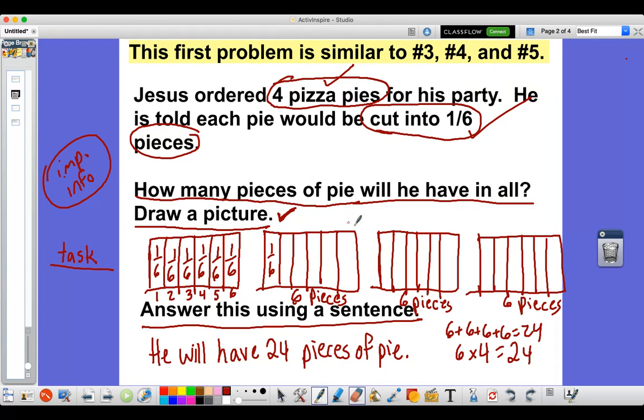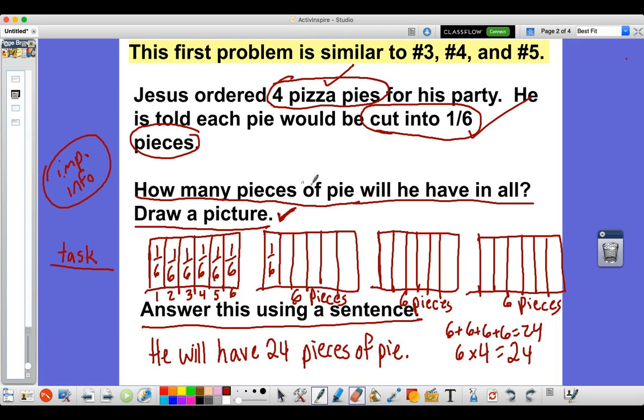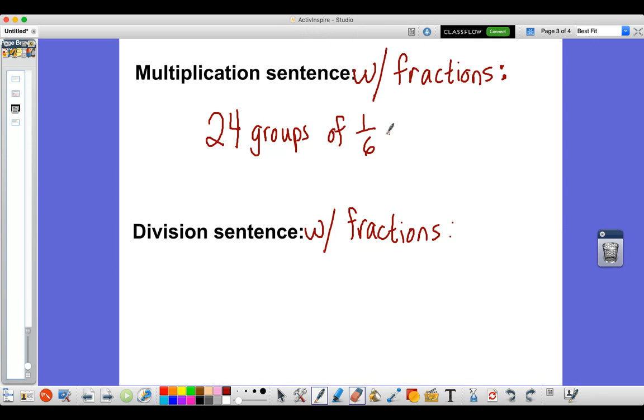So if you look at your picture, how can we write a multiplication sentence with fractions? Use your picture to inspire you. And in fact, there are 24 of these. So you might say that, hey, there are 24 groups of 1/6. And that 24 groups of 1/6 equals 1 whole, equals 2 wholes, equals 3 wholes, equals 4 wholes. 24 groups of 1/6 equals 4 wholes. Okay? Or you would write 24 times, this is a multiplication symbol, 1/6 equals 4.